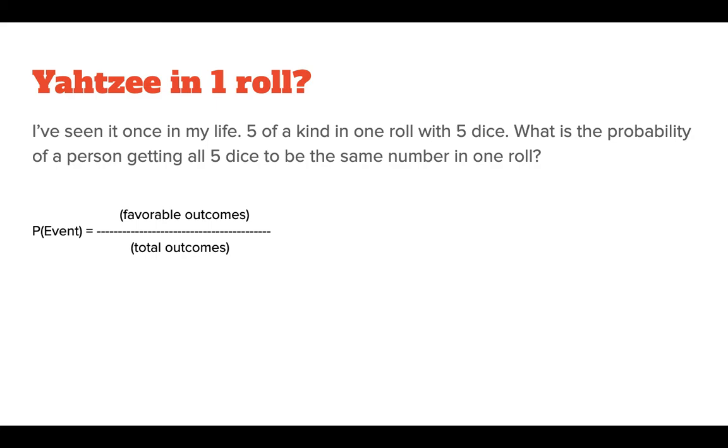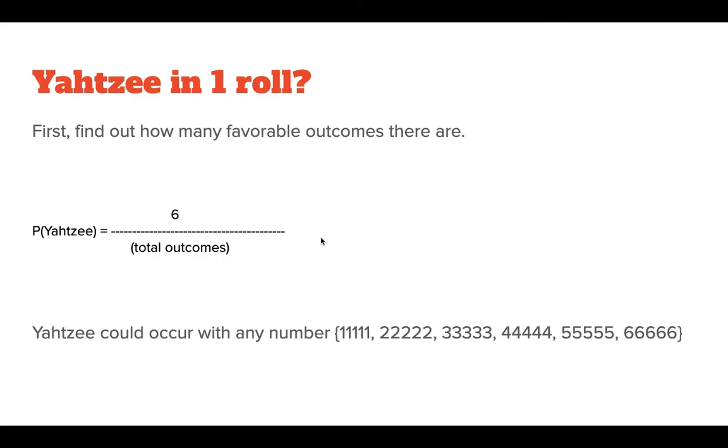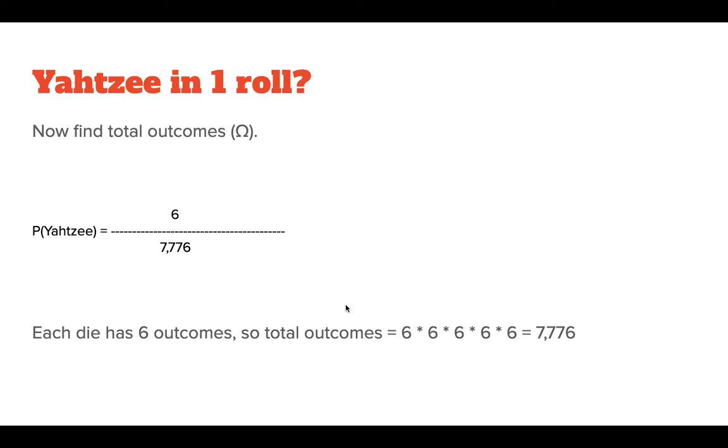Yahtzee, classic. Love that game. I also like Farkle, but Farkle's a little harder to get probability on. So in Yahtzee, you roll 5 dice. 5 of a kind in one roll with 5 dice is what I'm asking you for the probability of. So let's just make that same exact fraction we made before, favorable outcomes over total outcomes. But this time, instead of going through all of the calculations on the bottom, I'm just going to say, well, I know there's 6 options for every die, so 6 times 6 times 6 times 6 times 6 is 7,776. And I didn't have to draw a really complicated diagram to get that.